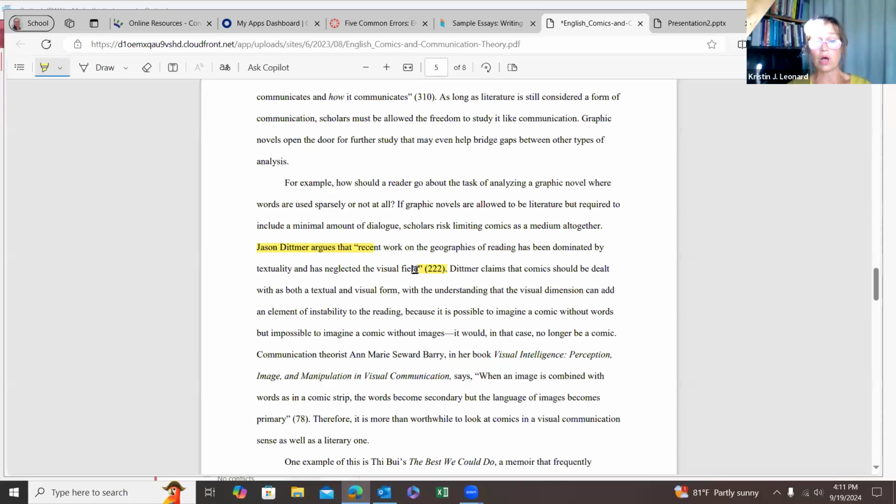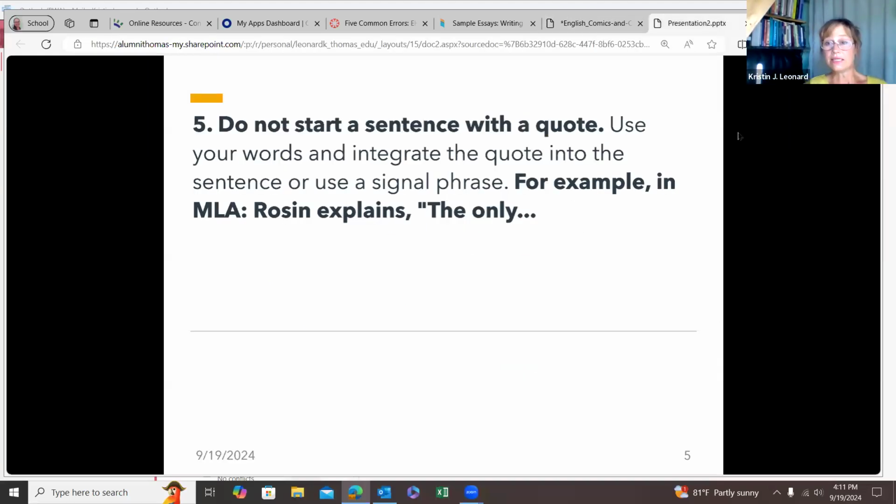They know that this quote comes from Dittmar. And notice, because the name is right here in the sentence, Jason Dittmar, and we have argues that, because we have Dittmar here, we only need the page number, page 222, because those are the two key components in citing sources in MLA. But I don't want to take too much time on that. That is another whole video altogether.